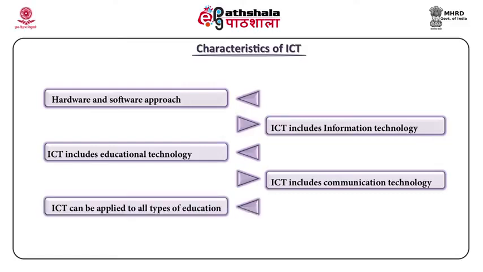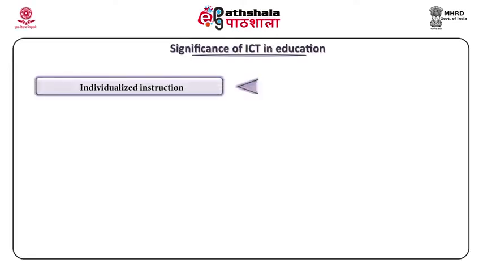After completing all the characteristics of ICT in education, we will move further and discuss about significance of ICT on education. First is individualized instruction. As we all know, due to overcrowded classrooms, it is highly impossible for the teachers to provide individualized instructions. But ICT helps the teacher to provide all the facilities and to make it possible to provide individualized instructions.